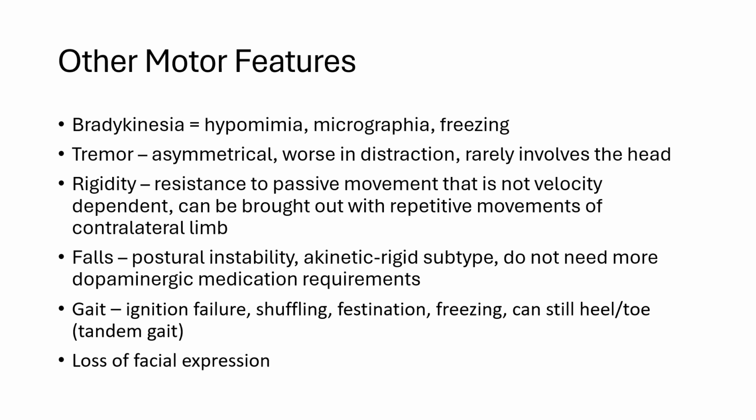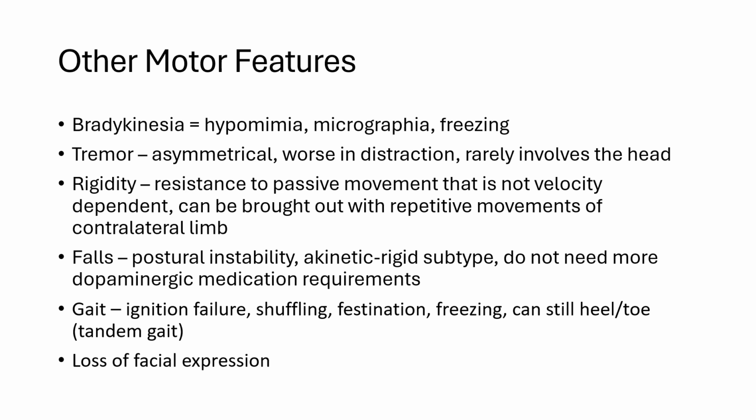shuffling, festination, freezing. One of the things to keep in mind about idiopathic Parkinson's is that they should still be able to heel-toe walk. So if someone's got a wide-based gait, that's more a sign of something else, a cerebellar problem or something like that. It's generally that heel-toe, narrow-based gait that is preserved in Parkinson's. So that's often a useful distinguishing feature in some of the exam questions.